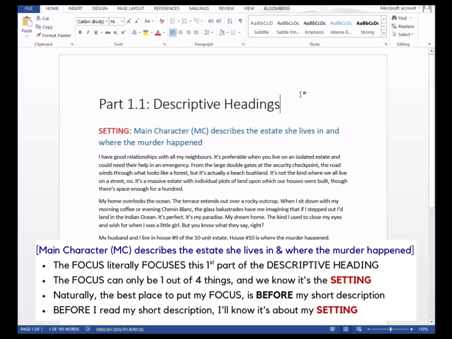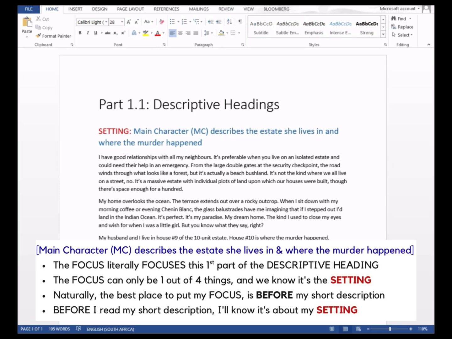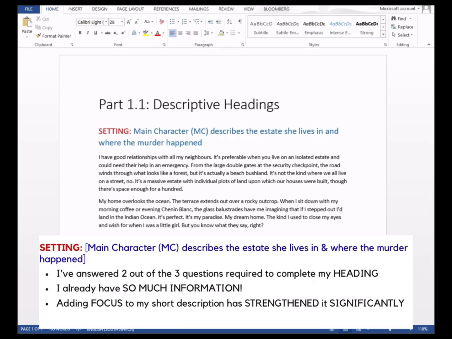So naturally, the best place to place the focus is before the short description. And this is what I do. I've now answered 2 out of the 3 questions and already have so much information. It's crystal clear that adding focus to my short descriptive heading has strengthened it significantly.